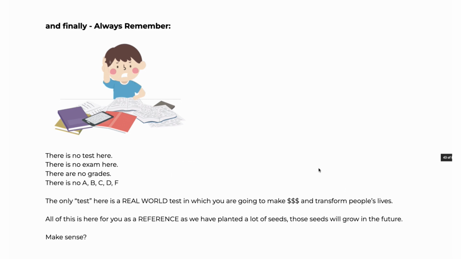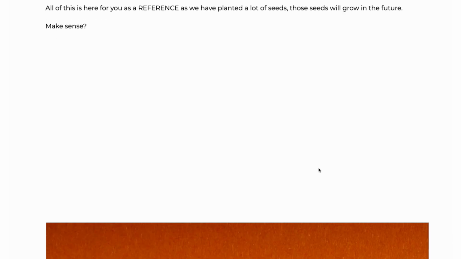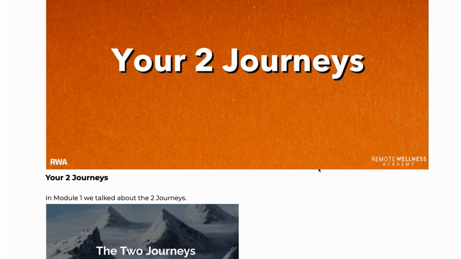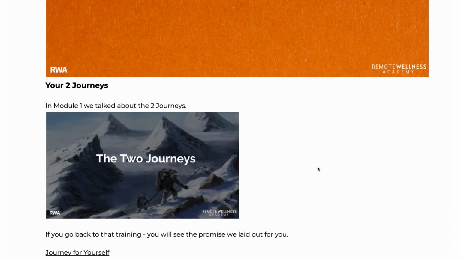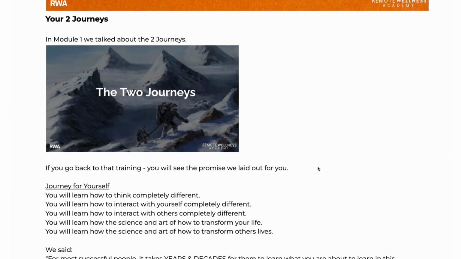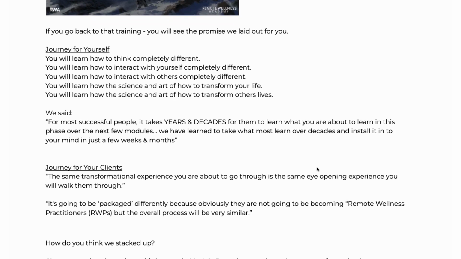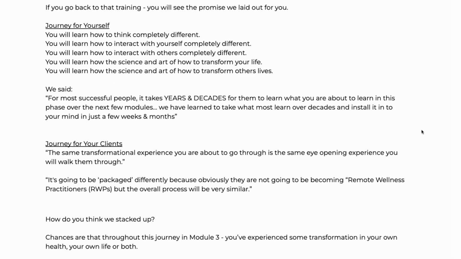Now, as we start to close out memory lane here and put a close to this module, I want to quickly talk to you about your 2 journeys, right? If you remember, in module 1 we talked about your 2 journeys. And I want to recap the promise that we laid out for you. We said in module 1 that this program was going to be, number 1, a journey for yourself in phase number 1, that you were going to learn how to think completely differently. You're going to learn how to interact with yourself completely differently. You're going to learn how to interact with others completely differently. You're going to learn the science and art of how to transform your life and the lives of others.